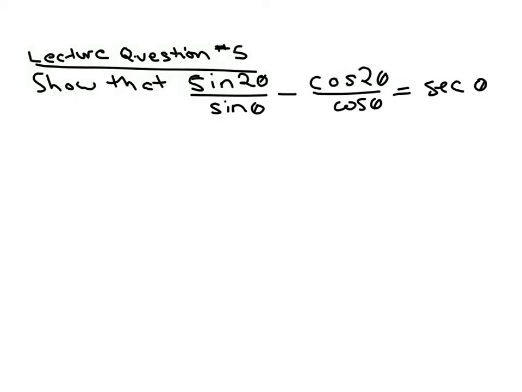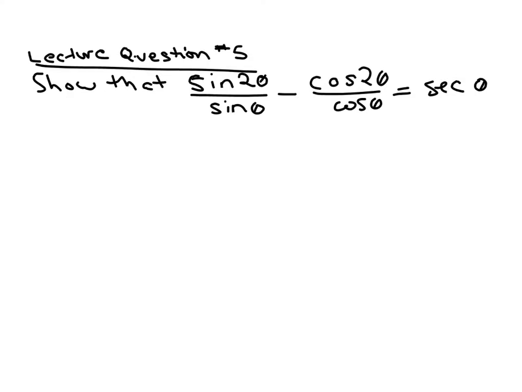A lot of students told me that they had trouble with the fifth lecture question from last week. And so I wanted to create a video to describe how this problem could be solved. So you were asked to show that the identity sine of 2 theta divided by sine theta minus cosine of 2 theta divided by cosine of theta is equal to secant of theta.